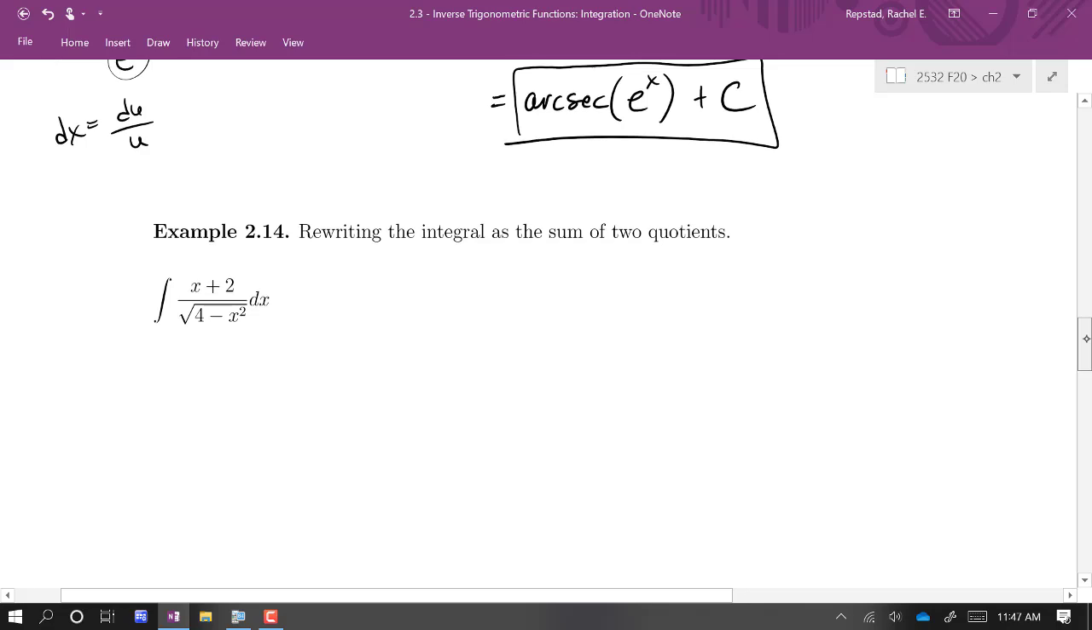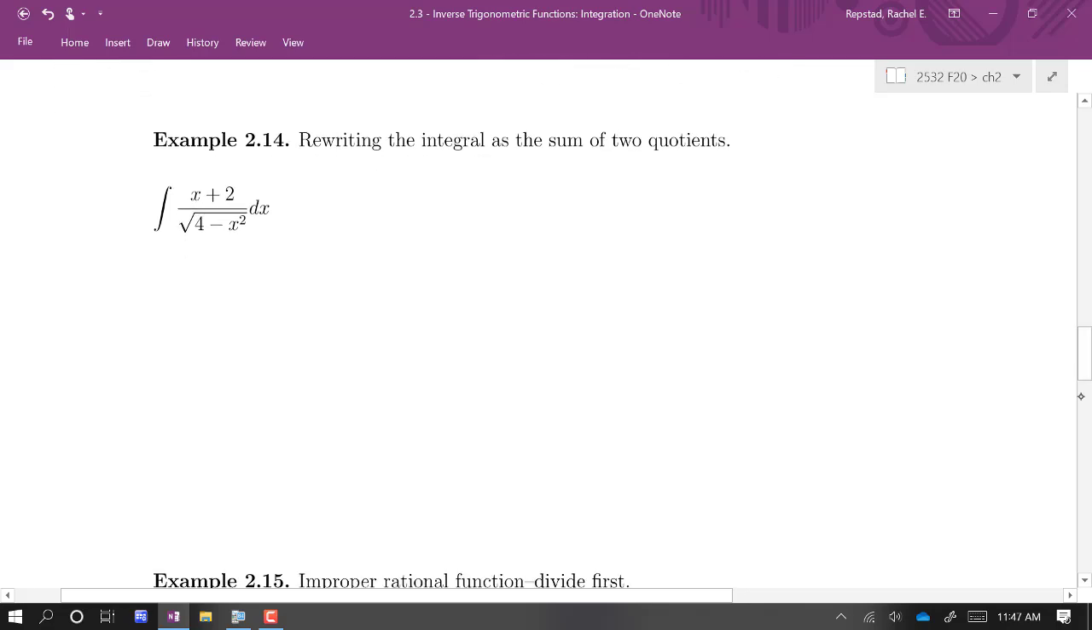Alright, we got a couple more to go here. This first one, they give us a hint right off, rewriting the integral as a sum of two quotients. So, you know, we've used this technique before, but if I'm adding or subtracting in the numerator of a fraction, I can split up the fraction over that addition or subtraction. So they're talking about right here, try just splitting it up over that addition.